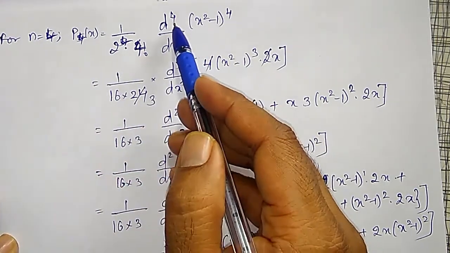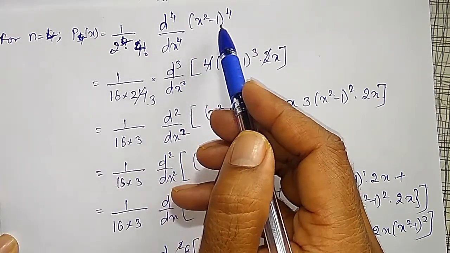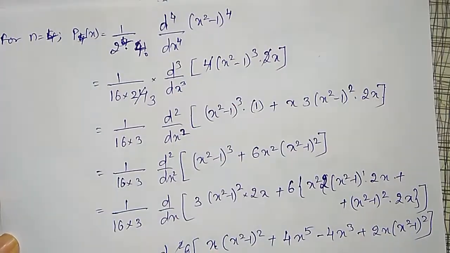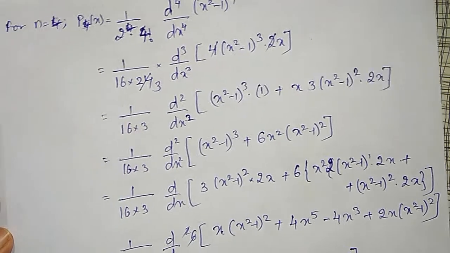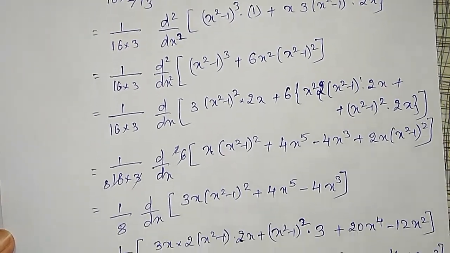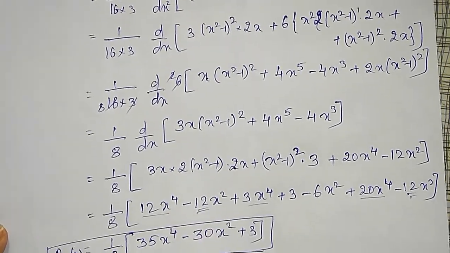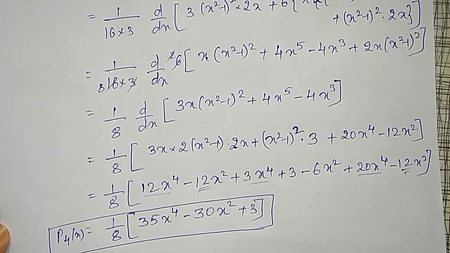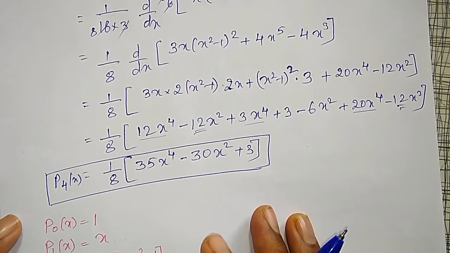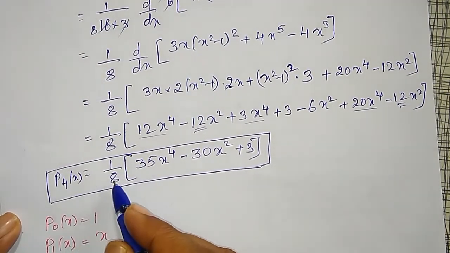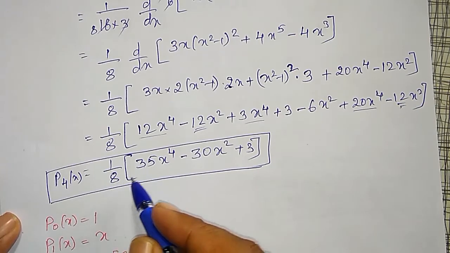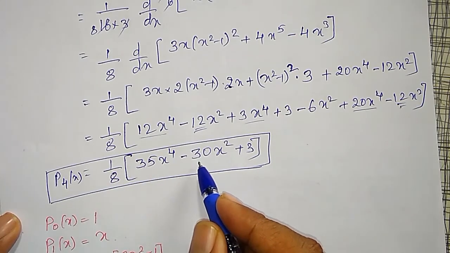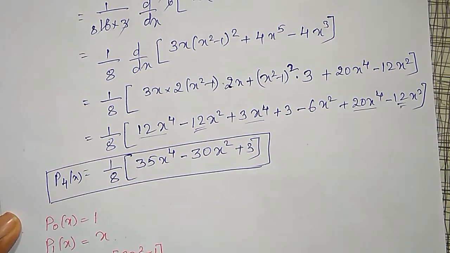Like that, for n equal to 4, P4 of x equal to 1 by 2 raised to 4, 4 factorial, into the fourth derivative of (x square minus 1) raised to 4. All this differentiation, first time, second time, third time, fourth time, everything I have explained in this video. Please go through that. If any doubt is there, again comment. And the final answer I have given here: P4 of x is equal to 1 by 8 into (35x raised to 4 minus 30x square plus 3).